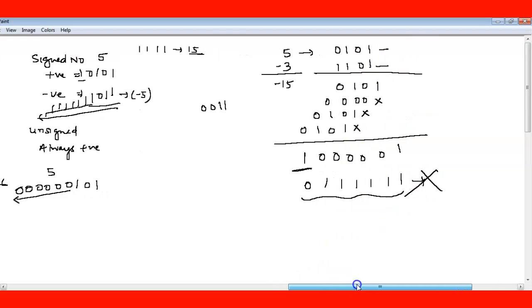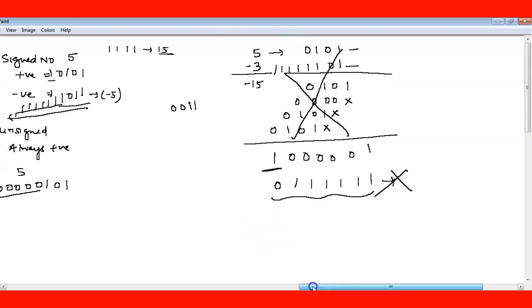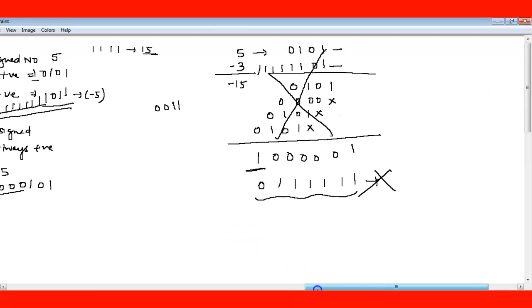Why does the method fail here? Because when adding these numbers, we are assuming that this is 0 here. We are assuming that all these values are 0 only. But here the value is a negative number, and negative numbers have infinite leading 1s. So while multiplying, we are assuming 0, and that is where we make the mistake. That's why this method fails, and we have a super fast method called Booth algorithm.